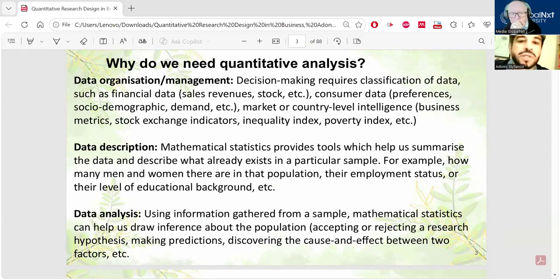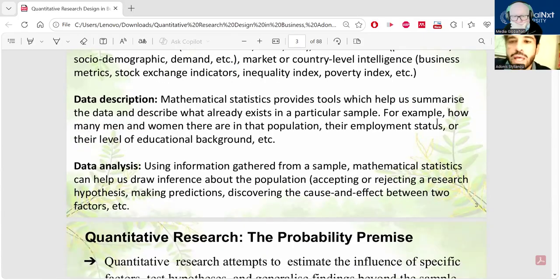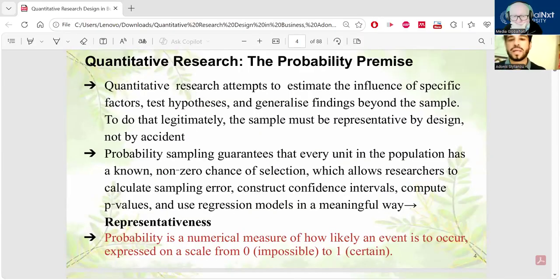Unlike qualitative research, quantitative approaches allow us to have a good, standardized, consistent, and systematic approach to data management, description, and analysis. This is important because obviously without a good data set, you cannot pursue any of the quantitative methods. The other aspect we need to clarify from the very beginning is the probability premise, which is underlying any of the quantitative designs.